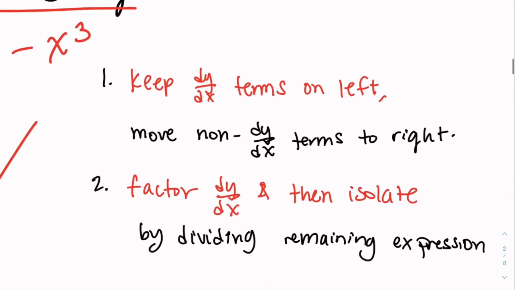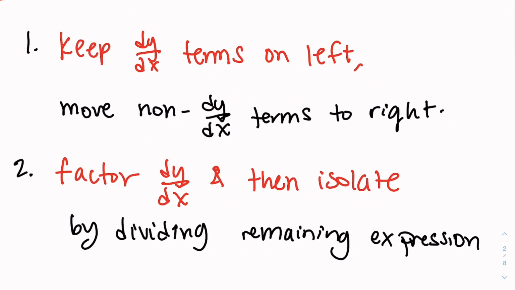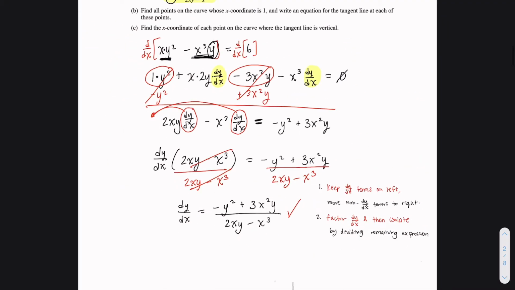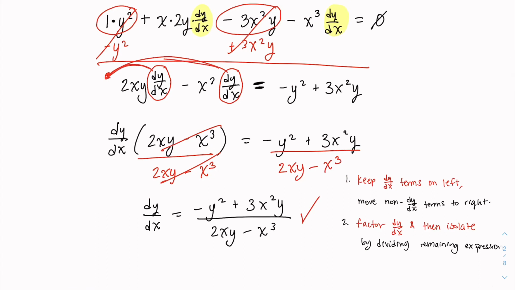So what we did basically was keep our dy dx terms on the left. We moved everything that didn't involve dy dx to the right. Then we factored out the derivative, which we did in this step here, right? We factored it out and then simply isolated by dividing by whatever was left over after the factoring.